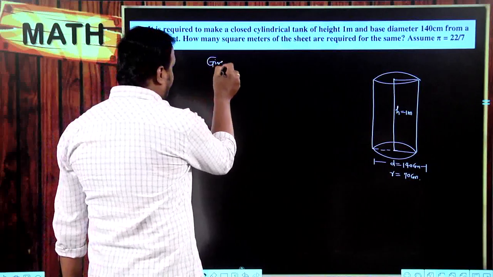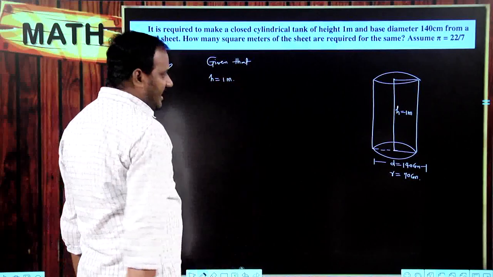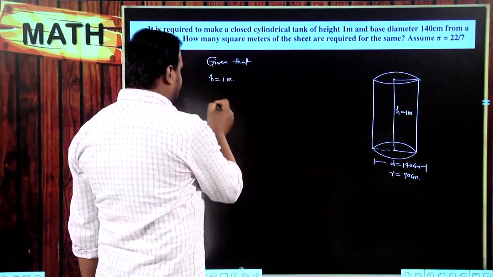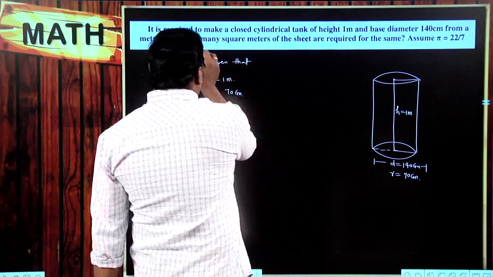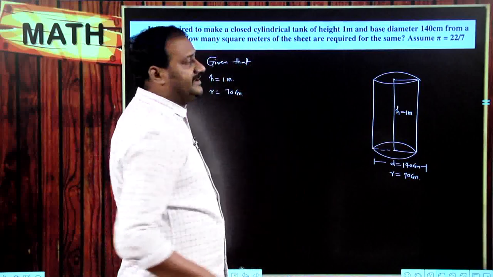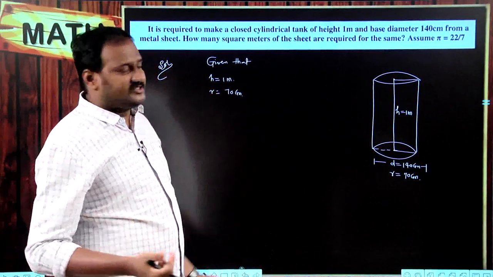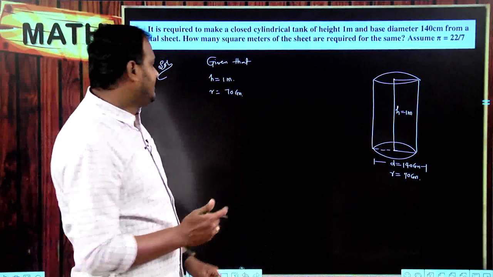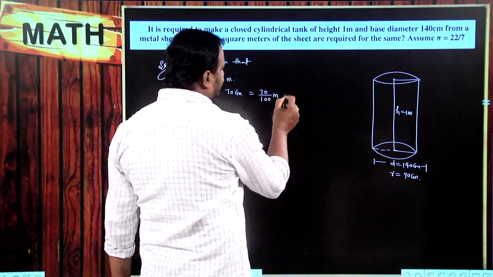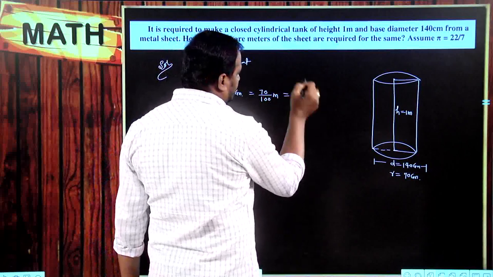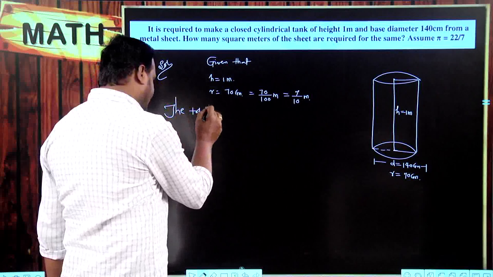Okay? So, what is the information given in the problem? Given that height of the cylinder is equal to 1 meter and base diameter is equal to 140 centimeters. So, radius is equal to 70 centimeters. But see here, you need to find the solution in meter square. How many square meters of the sheet are required. Ultimately you need your result in meters. Height is already in meters. So, convert this radius, 70 centimeters, into meters, which is 70 divided by 100 meters. Okay? So, 70 by 100 meters is equal to 7 by 10 meters. Hope you understand. Now, the total sheet required, which sheet is that?